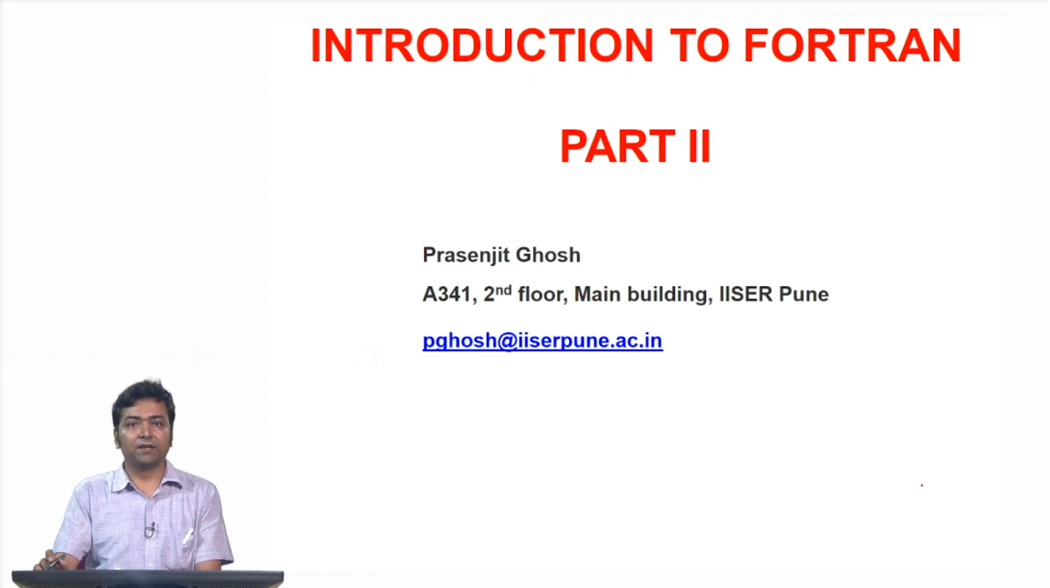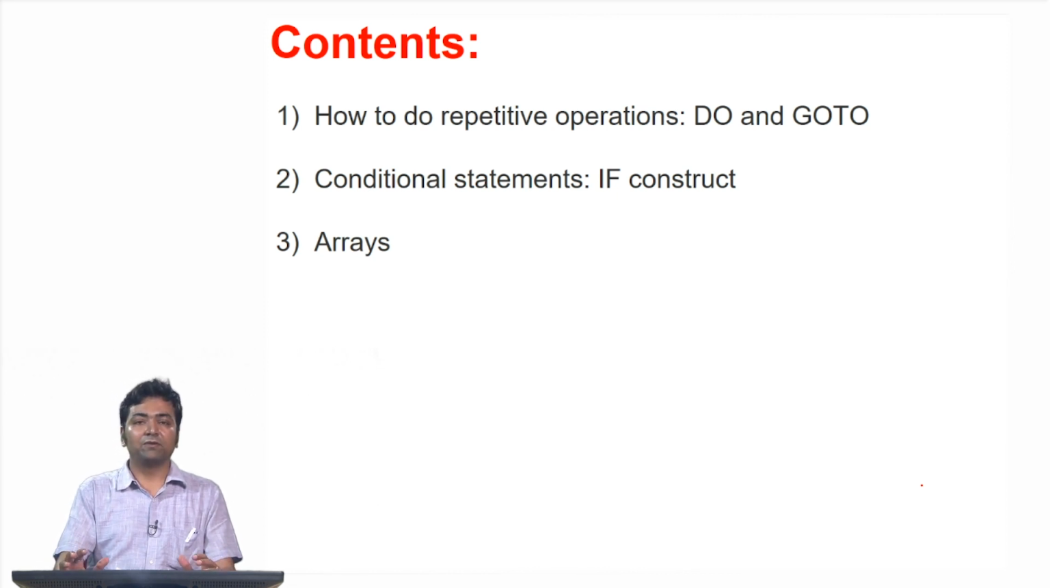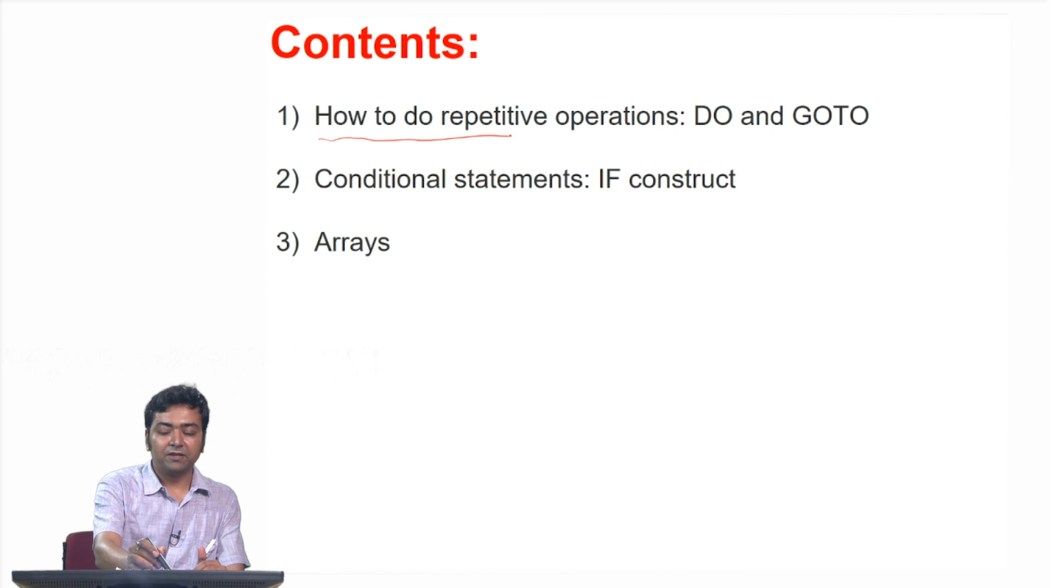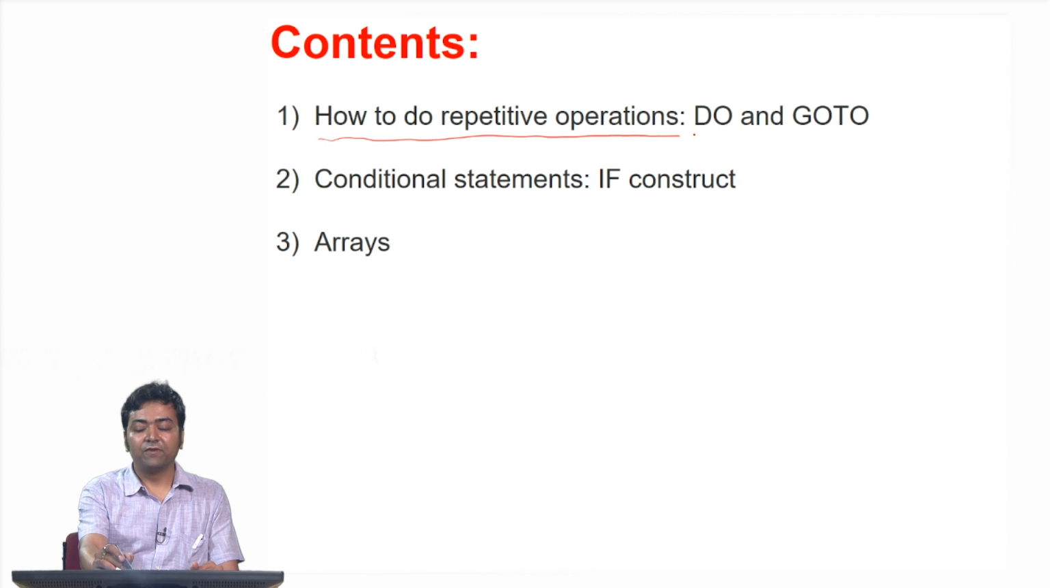Welcome back. This is the second part of the introduction to the Fortran module, and here we will learn the following three things. When one writes a code, this is general, nothing specific about Fortran, one needs to repeatedly ask the code to execute a set of instructions. In Fortran, the first topic we will learn in this part is how to do repetitive operations, and these are typically done by the do and the go to statements.